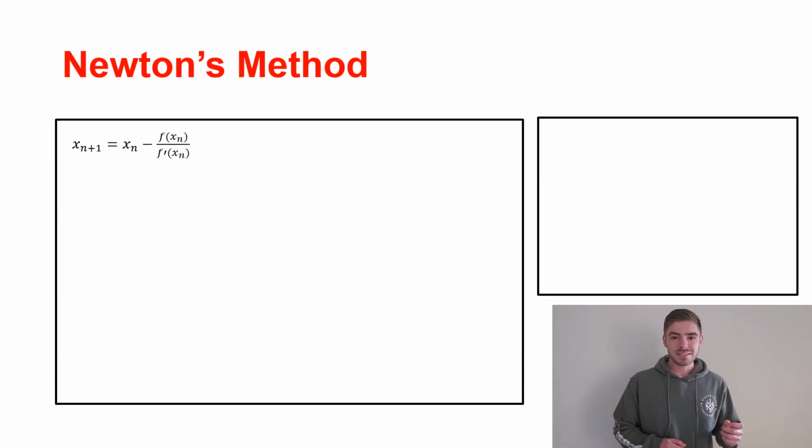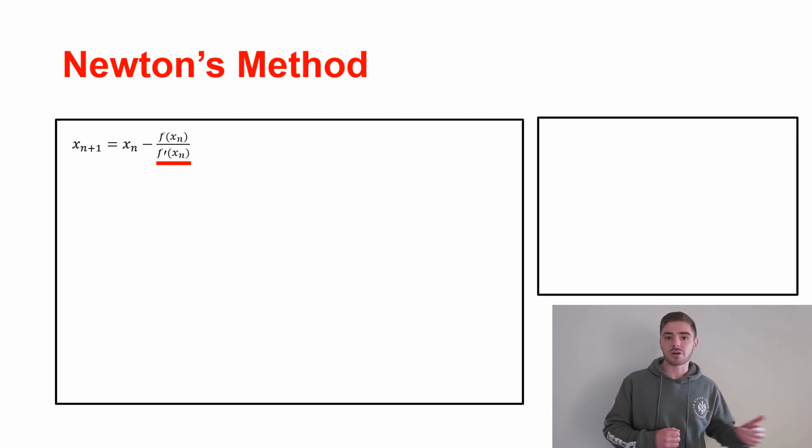Newton's method can be simplified to the following expression. xn is the current guess, and xn plus 1 is the next guess. f of xn is the y value of the current guess, and f dash of xn is the gradient of the function at that current guess.